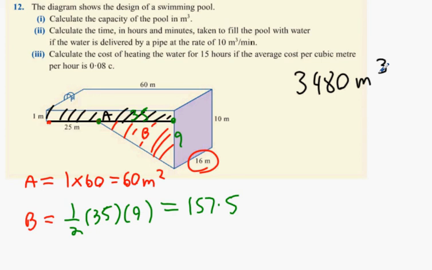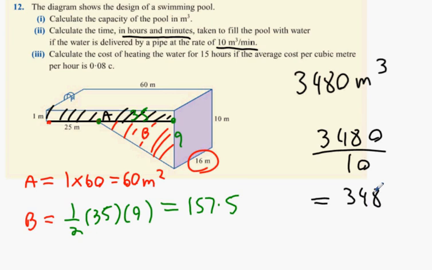So what they're looking at here is calculate the time in hours and minutes. So you'd underline that, hours and minutes I need. Taken to fill the pool with water if the water is delivered by a pipe at the rate of 10 meters cubed per minute. So what do I have to divide this by? Every minute it goes up 10, doesn't it? And I have to figure out how many times I need to fill it with 10 to get it all the way to 3,480. So 3480 divided by 10.